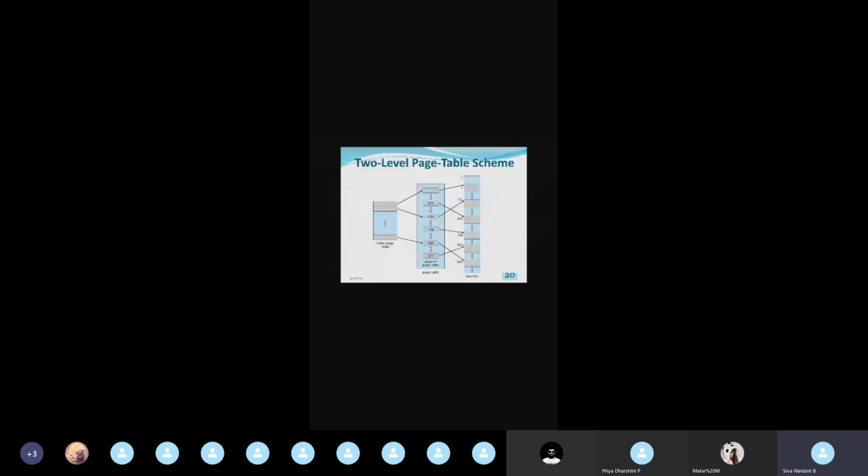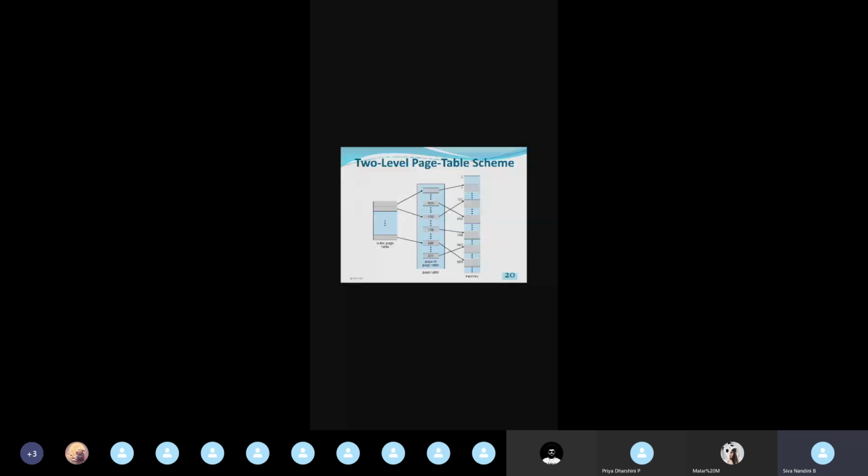See here, I'm showing a type of hierarchical page table. In a hierarchical page table, we may have a 2-level, 3-level or 4-level page table. Likewise, we'll have hierarchical paging. So here in slide number 20, I have provided an example of a 2-level page table. So already we have seen the single page table.